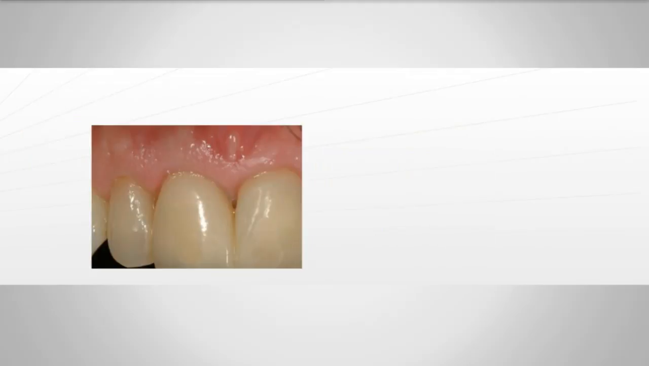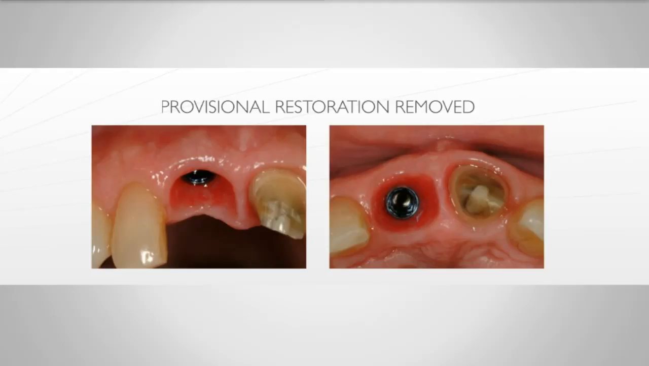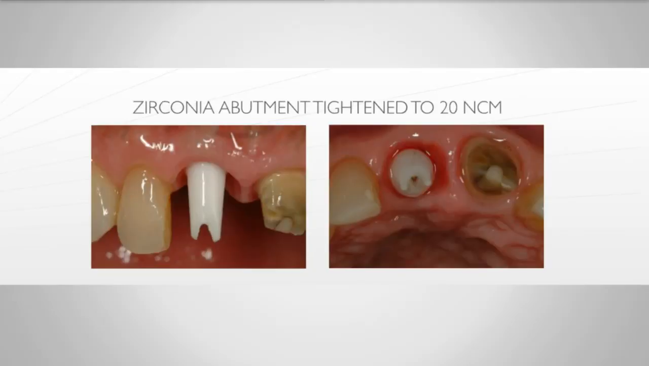So here's a close-up of the provisional restoration in place. And notice you have nice stippled pink tissue, nice soft tissue health. I've taken that provisional restoration off, and you can see how we've preserved the tissue from that round implant up to the three-dimensional form of the tooth. I've seated the zirconia abutment and tightened it to 20 centimeters. In this case, I filled it with a clear silicone called Memosil, but what we're using today is Teflon tape.